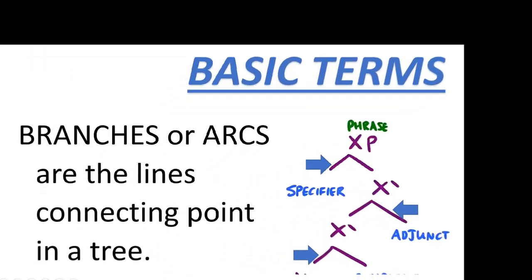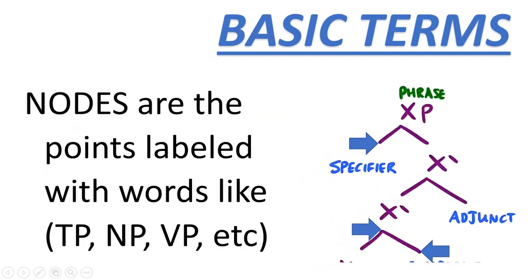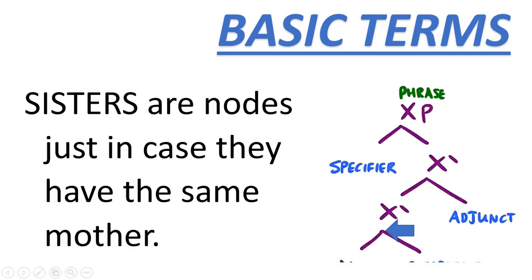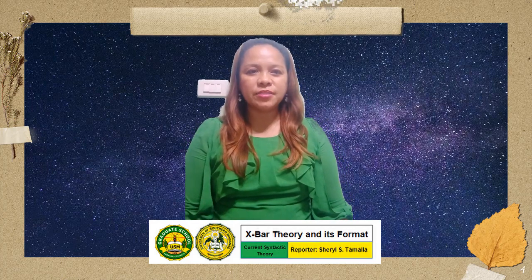Branches or arcs are the lines connecting points in a tree. Nodes are the points labeled with words like TP, NP, VP, etc. Sisters are nodes just in case they have the same mother. So, this is how the X-bar theory appears.